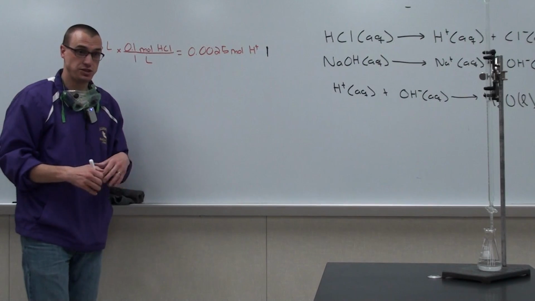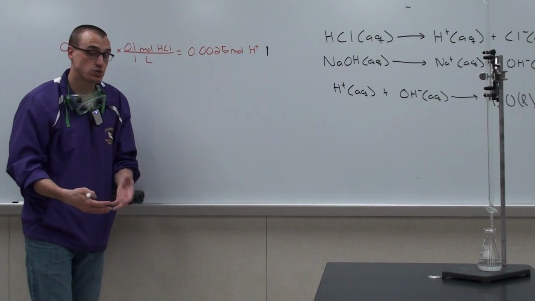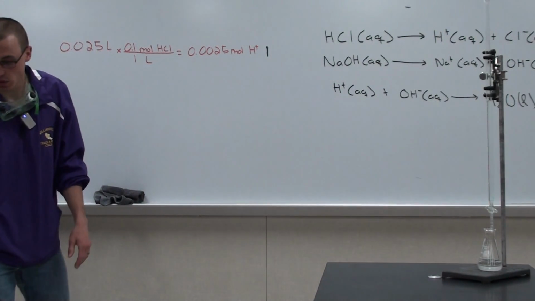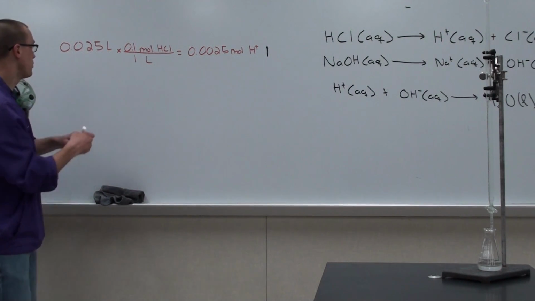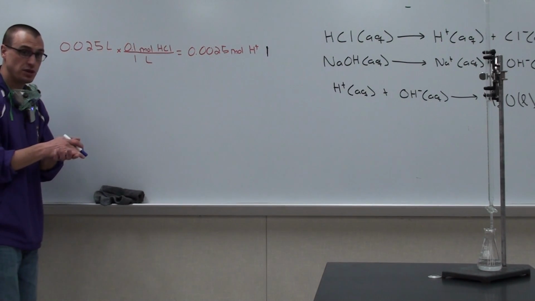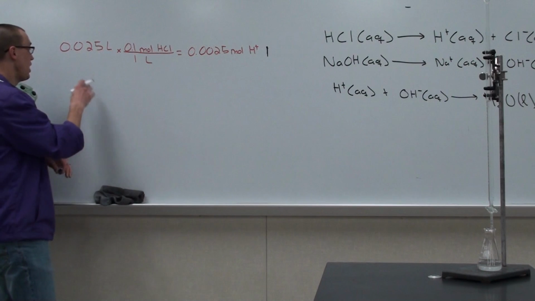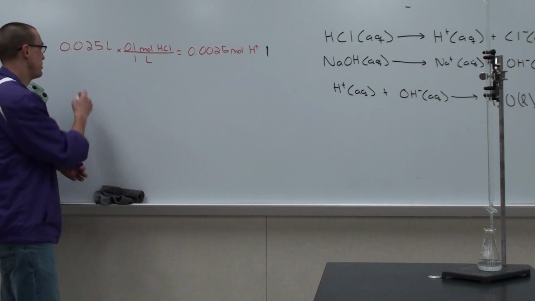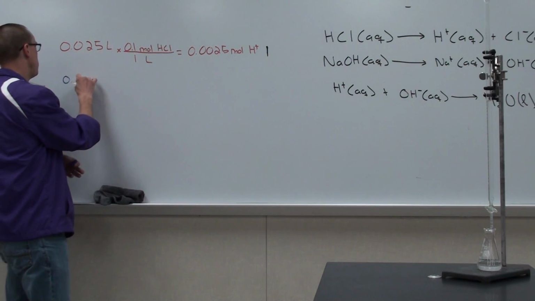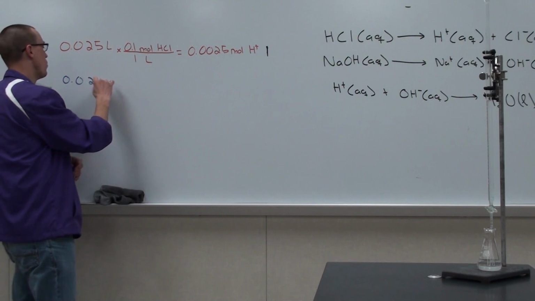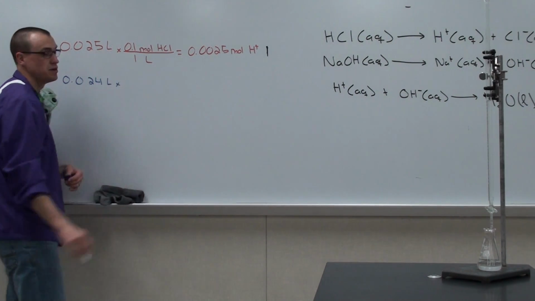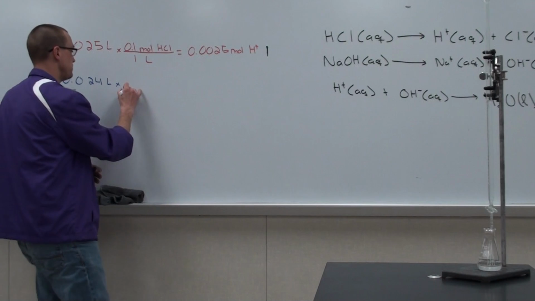What has changed is how much OH minus, or NaOH, that we've added. So I'm going to go back to the board here, and I'm going to take the number of milliliters and convert it to liters, of the amount of NaOH that we've added. So we've added 0.024 liters of NaOH.